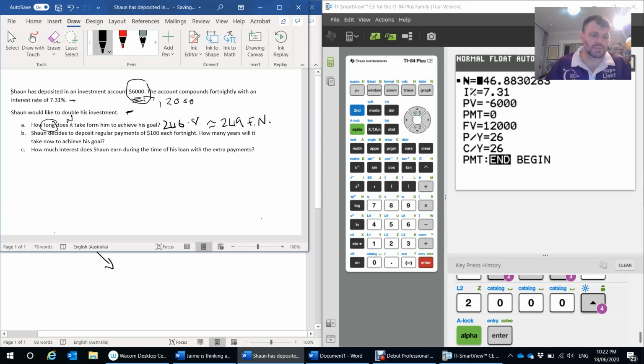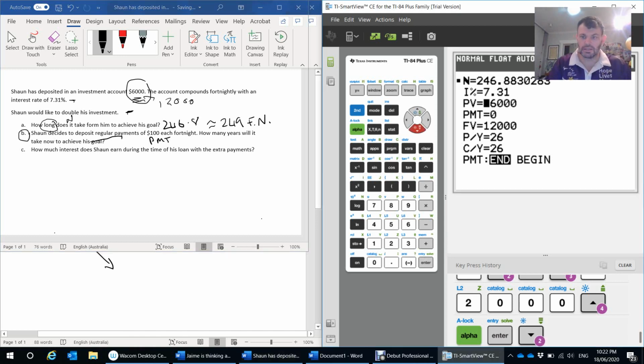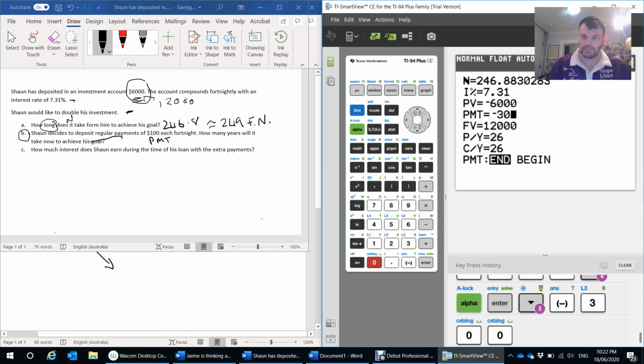Sean's a bit impatient, so he's decided, you know what, I want to help this along. Let's make regular deposits. So regular deposits, again, remember this here is PMT, of $100 each fortnight. So let's come back down to here and type in our negative 300. Okay. We now know that he still wants to achieve this goal. Okay, so it's not negative 300, sorry, it's negative 100, isn't it?